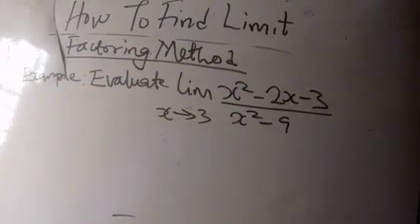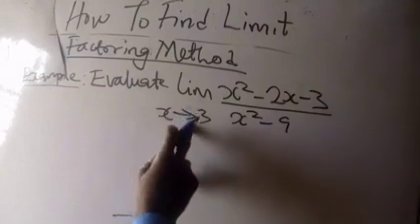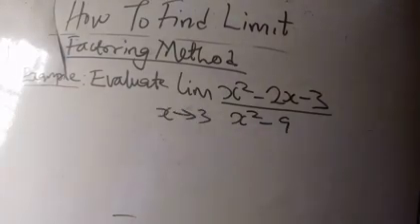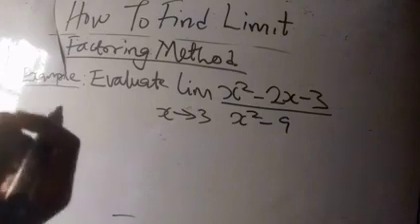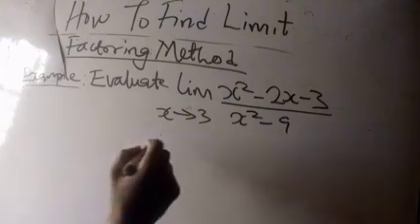Let us look at the factoring method. We have an example on the board. Evaluate the limit of x squared minus 2x minus 3 divided by x squared minus 9 as x approaches 3. If you look at it critically, if we tend to use the first method, let us see what we are going to get.